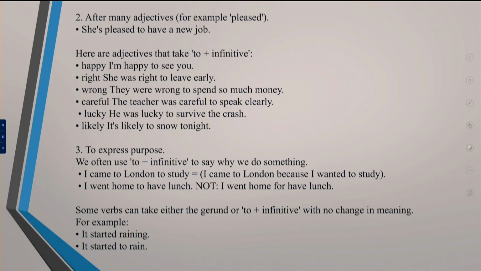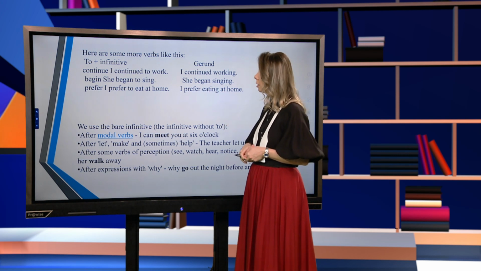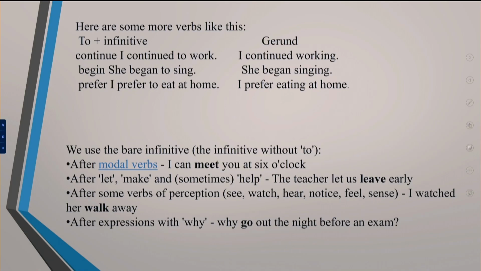Some verbs can take either the gerund or to and infinitive with no change in meaning. For example, it started raining and it started to rain. Here are some more verbs like this. To plus infinitive: continue, I continued to work. Begin, she began to sing. Prefer, I prefer to eat at home. And we have here the gerund. So I continued working, she began singing, I prefer eating at home.